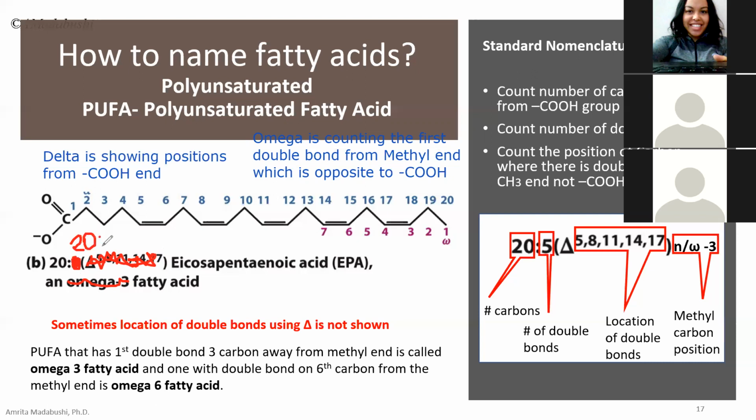If this has no double bonds, let me do this better. And there's nothing here, no double bond. Then in that case, it is 20:0, a pentanoic acid. Because omega and delta are for double bonds only. So there is no double bond, there is no delta, there is no omega.